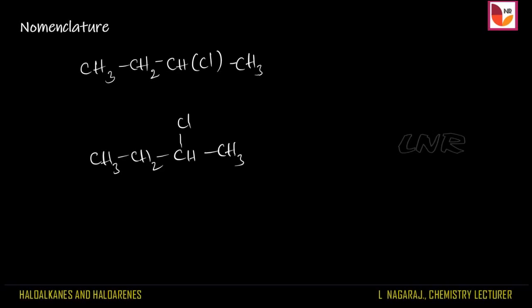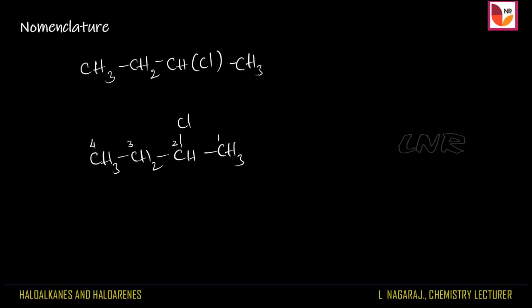There are two ways to number or select the parent chain, numbering from left to right or right to left. But the correct method is numbering from right to left, that is 1, 2, 3, 4, because during numbering the correct method is to start from the end which is nearer to the substituent group. While numbering from left to right, the Cl-attached carbon gets the third number, but from right to left, the Cl-attached carbon gets the second number.